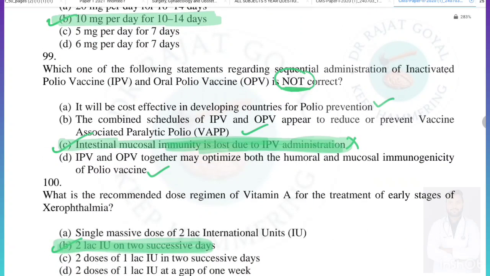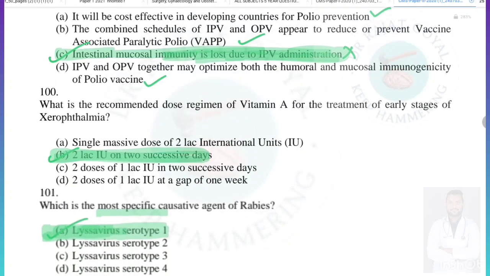Which of the following statements regarding the sequential administration of the IPV and OPV vaccine is not true? It will be cost effective in the developing country for polio prevention. This is true. The combined schedule of IPV and OPV appears to reduce or prevent the vaccine associated paralytic polio. This is also true. Intestinal mucosal immunity is lost. No, it is not lost after the IPV administration. So answer here will be C.